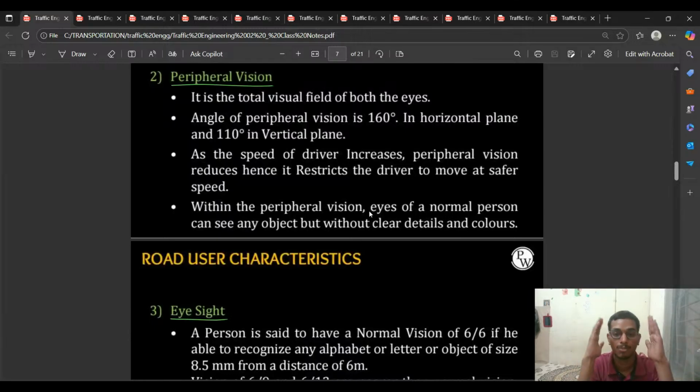When we move fast on a road, we can see something in our 160 degree, but we cannot see what is actually there. We see green but not clearly. We know there is a tree, but you can imagine it like a cloth on both sides. This is the blur within the peripheral vision.